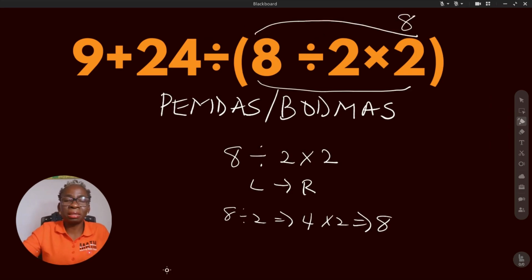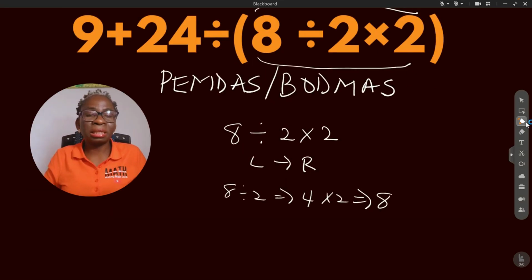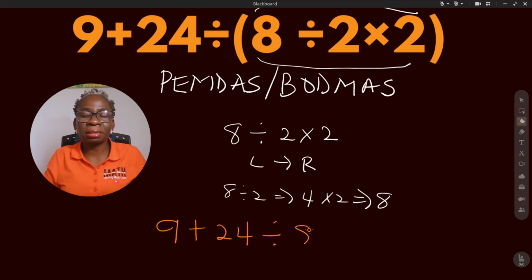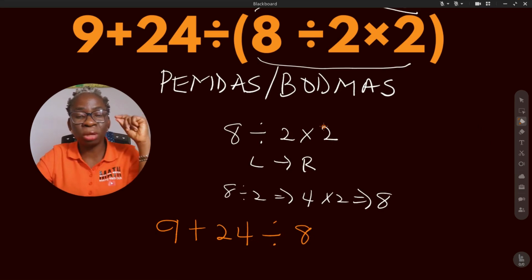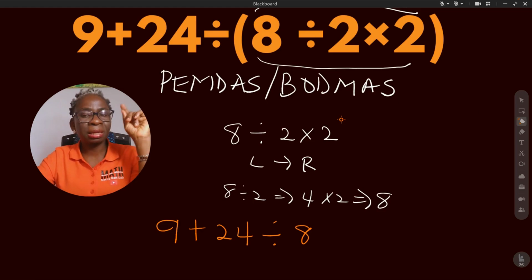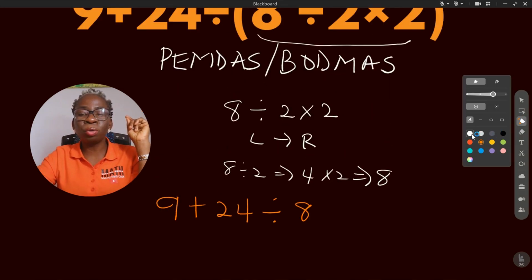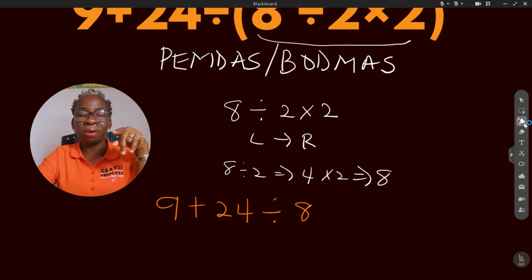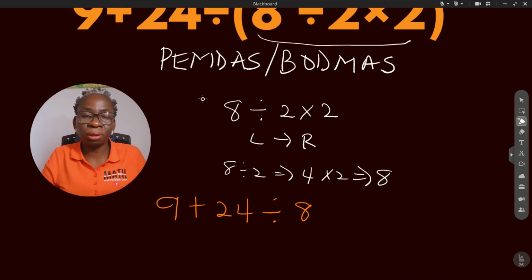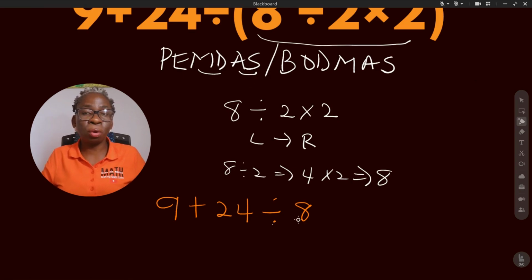Now let's write the question out again. So that here now we have 9 plus 24 divided by 8, since we've simplified what we have in the bracket. Now let's move to the next stage. Don't forget, our rule says we have to divide. Multiplication and division appear before addition and subtraction. So we have to divide before we add.